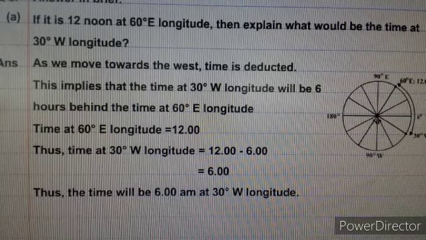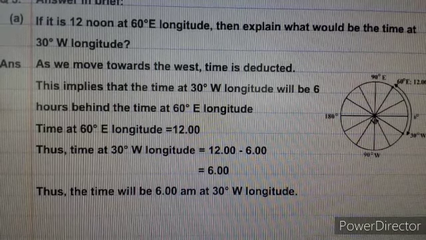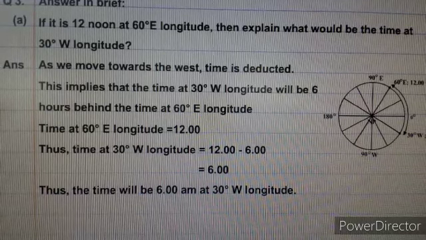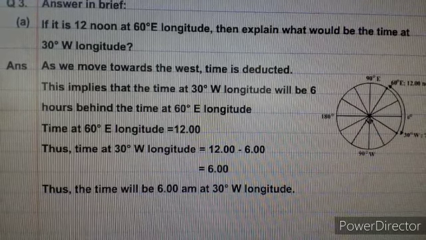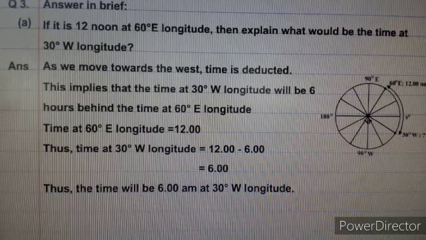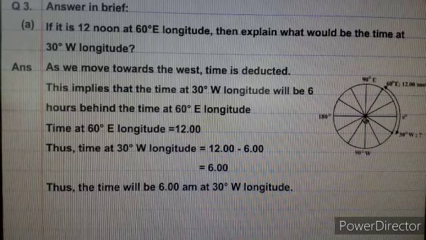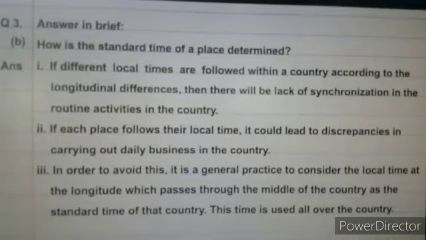east longitude. Time at 60 degree east longitude is equal to 12. Thus, time at 30 degree west longitude is equal to 12 minus 6. Answer is 6. Thus, the time will be 6 am at 30 degree west longitude.